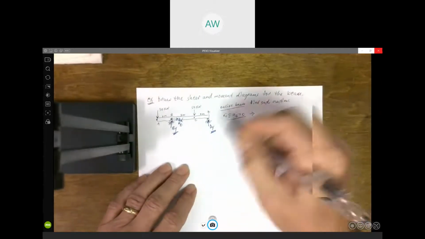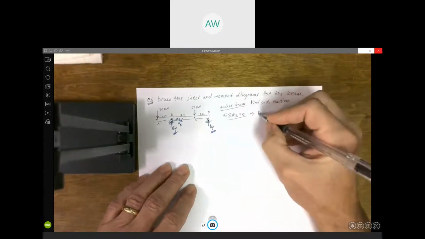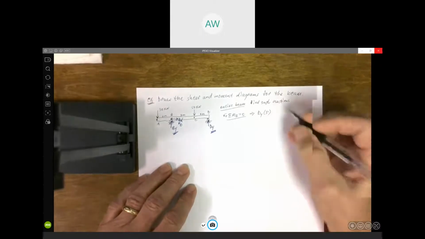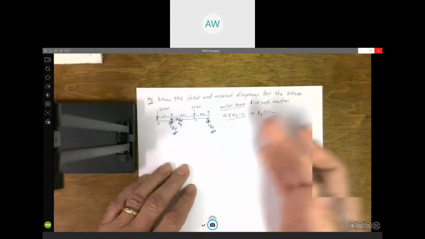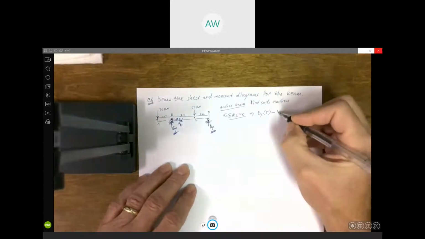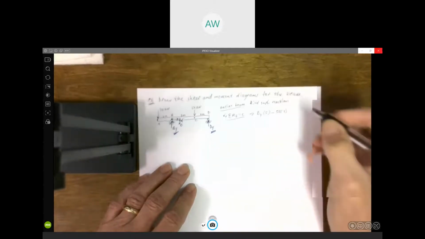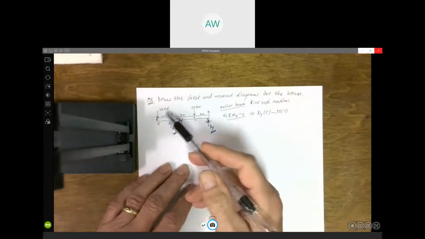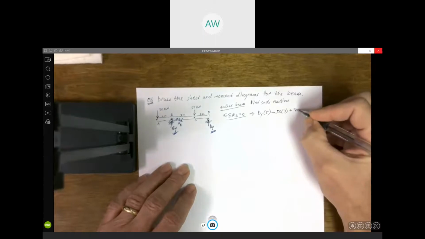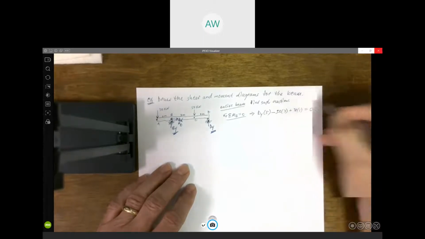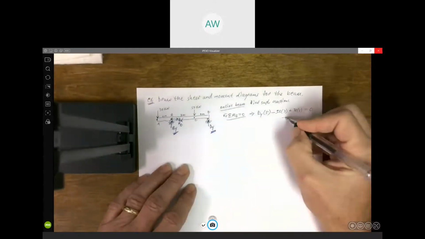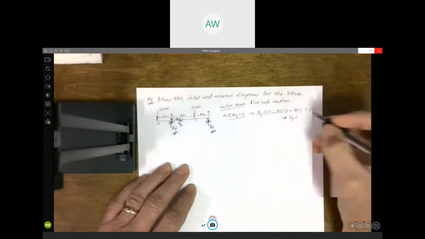If positive is counterclockwise, we have Dy times 5. And then, working right to left, 50 times 3 would be a negative moment. And then the 30 kilonewtons causing a counterclockwise moment, so positive 30 times 1, equals 0. And solving, we get Dy. I got 24 kilonewtons.